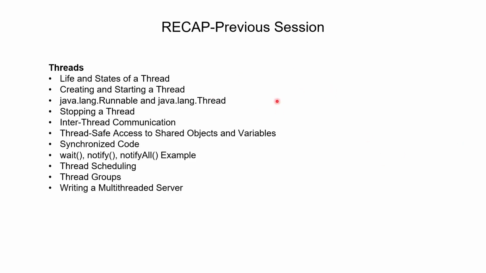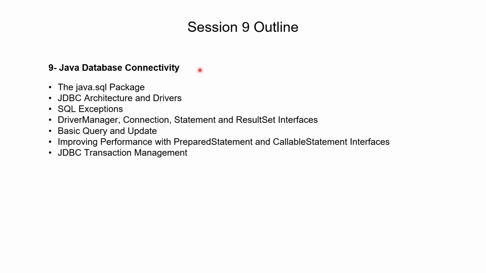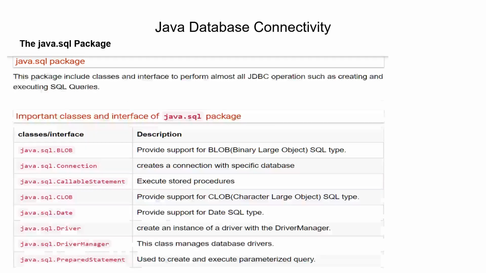In our previous session, we discussed threads in Java and we reviewed all of these topics. So here is our session 9 outline. Again, Java database connectivity. We will look at the SQL package for Java, the JDBC architecture and drivers. We'll look at some SQL exceptions, drivers and managers, connection statements, result set interfaces, basic query and update, improving performance with the prepared statement and callable statement interfaces, and JDBC transaction management.